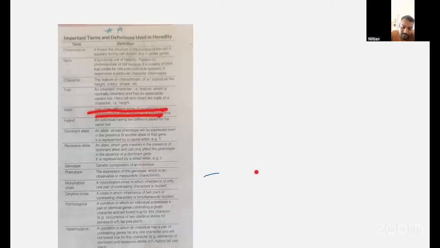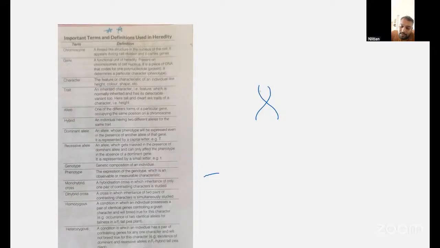Next is allele. This is important. Now put a star mark on this, please. Allele: one of the different forms of a particular gene occupying the same position of a chromosome. Now everyone please pay attention. We will understand it. For example, we have this chromosome. As I told you, chromosomes have the character. That's why we can show our character. Like if I have good height, the character of the height will be on the chromosome, on the DNA. Yes or no?